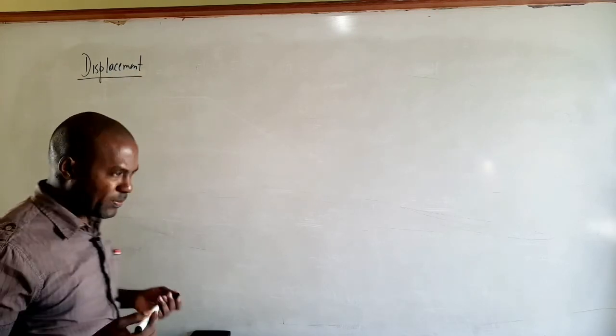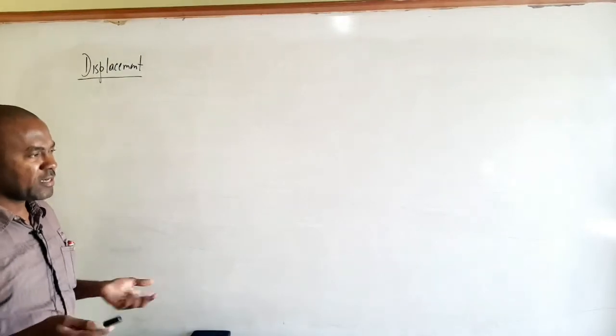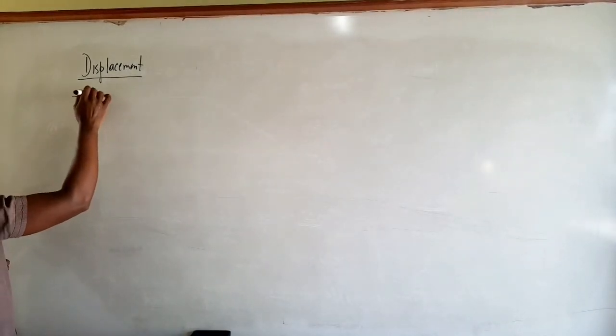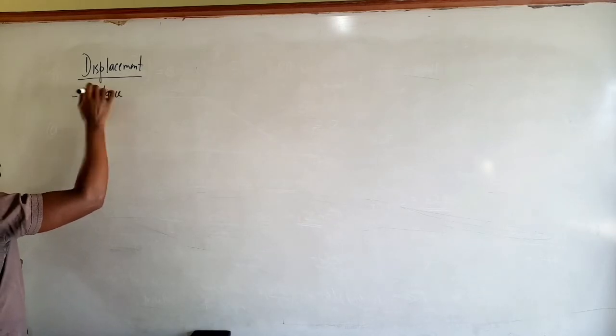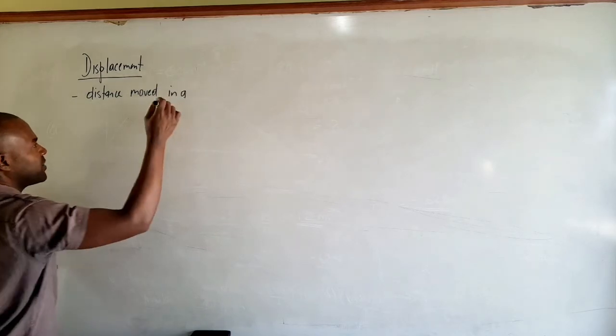Now, the displacement of a body is defined as the distance moved in a specified direction, right? So displacement can be defined as the distance moved in a specified direction.